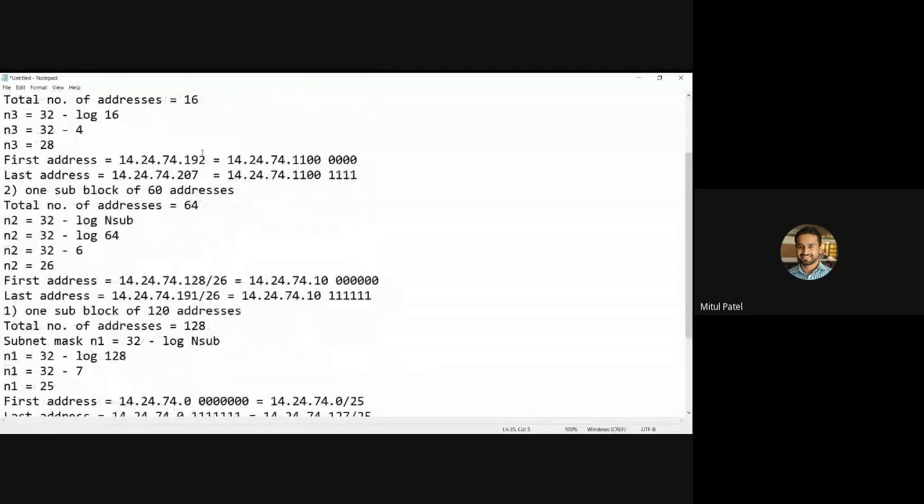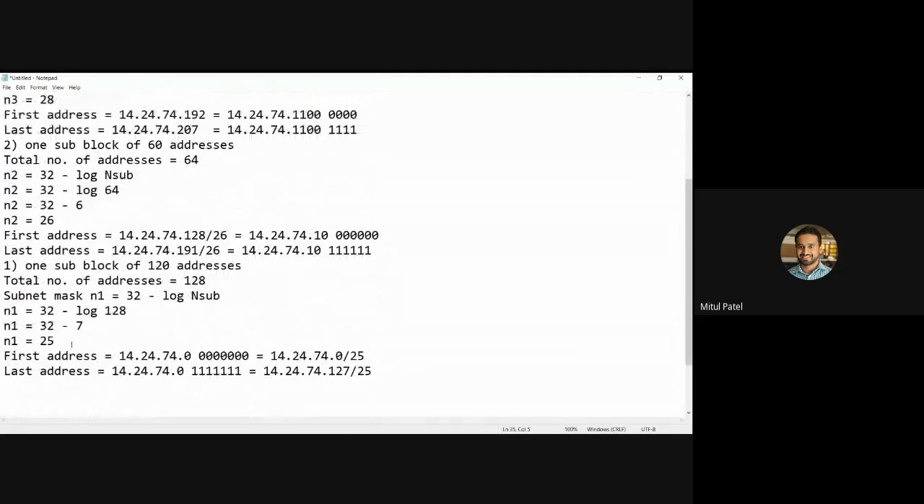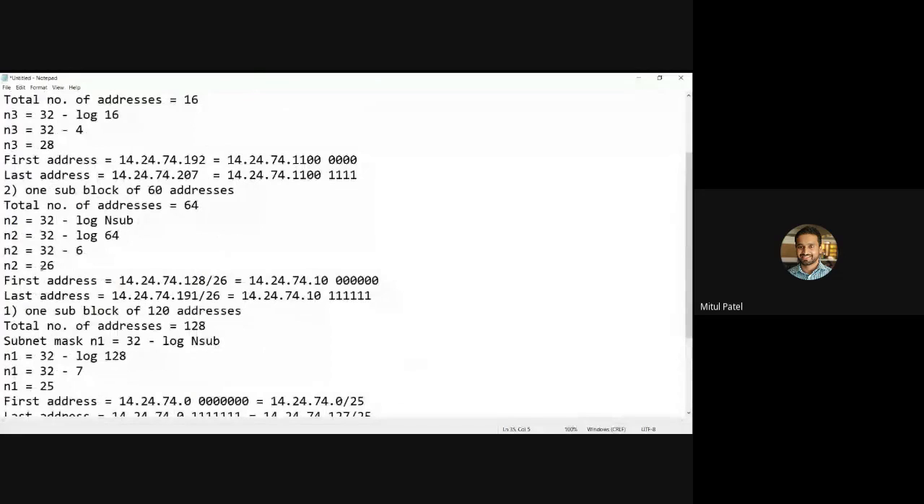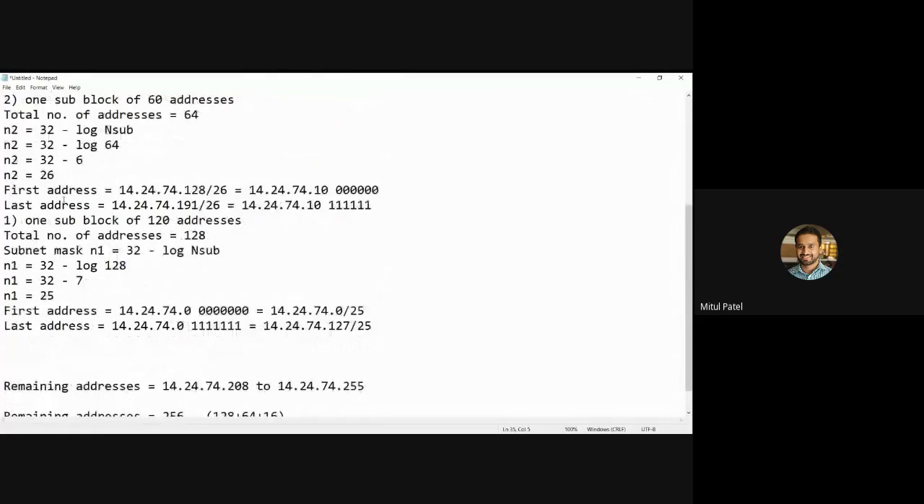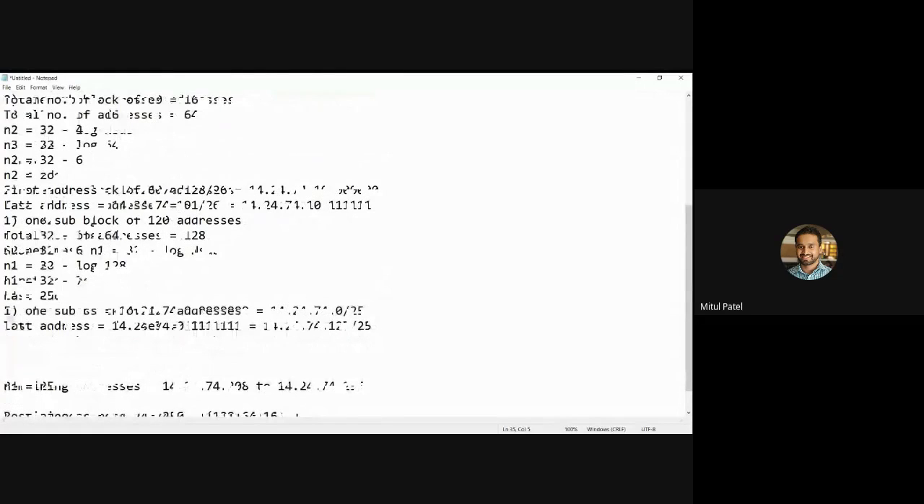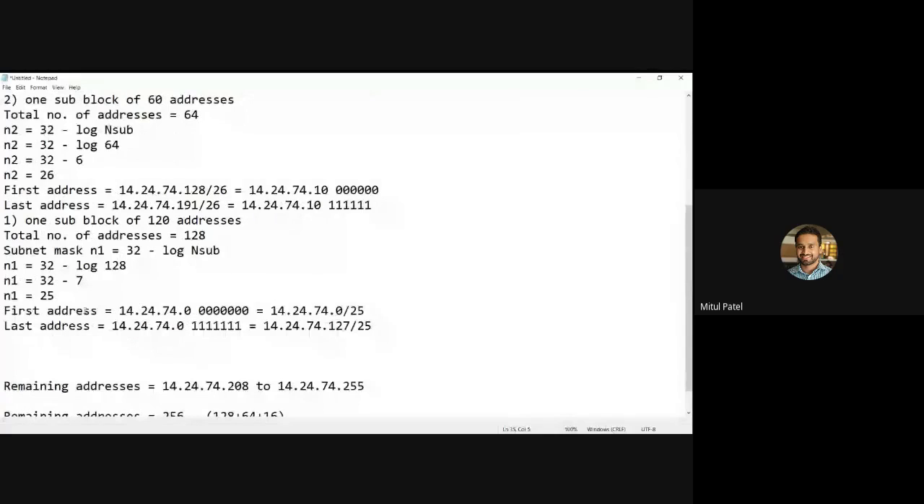If we allocate 128, then the subnet mask is 25. If we allocate 64, then the subnet mask is 26. If we allocate 16, then the subnet mask is 28. Using that, we can find out the first address and last address. The first address of the first subblock is 14.24.74.0. The last address is 14.24.74.127. The subnet mask is 25.